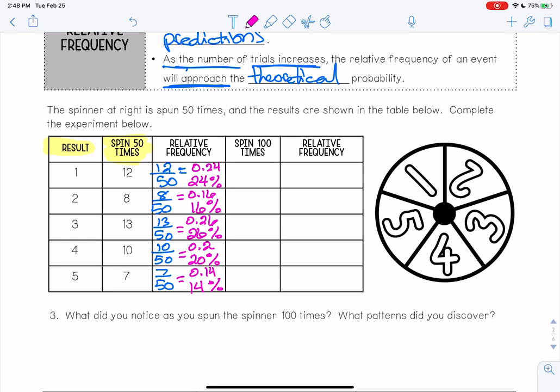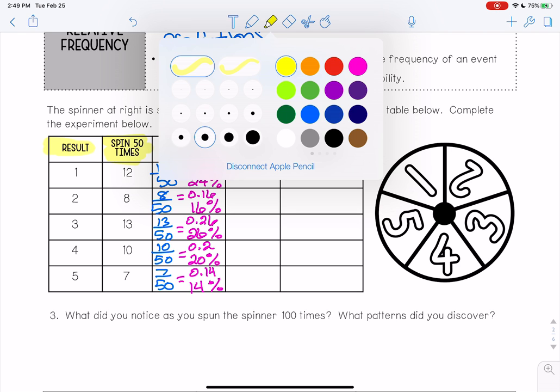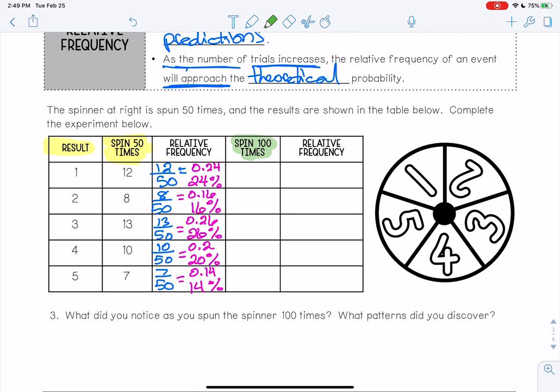Remember, you're taking what actually happened in the experiment, that fraction or ratio, how many times it happened over the total number of experiments, and then you're going to divide it and get that decimal and percent. All right, so then they want us to complete the experiment below. So here we have spin it 100 times and calculate the relative frequency. Everyone in class was given a copy of this spinner and a paper clip to use as a spinner on it to spin it 100 times and calculate it.